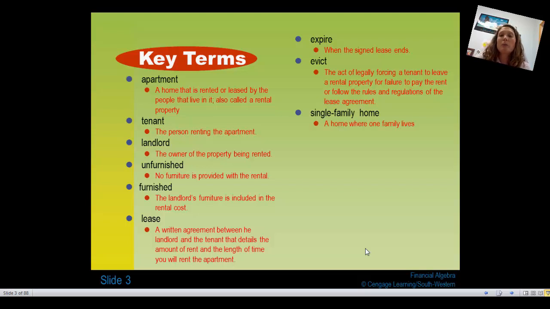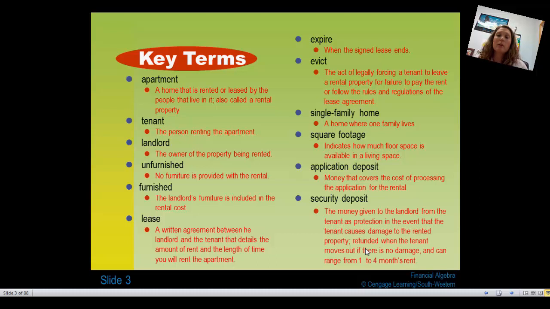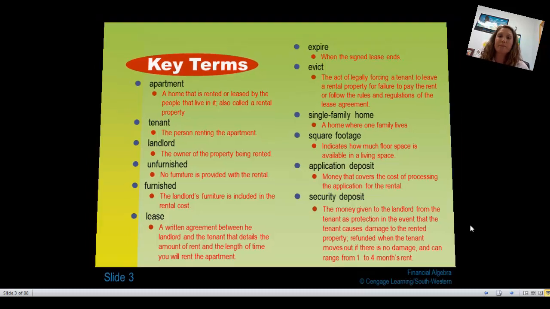A single family home, this is a home where one family is allowed to live. Square footage, this indicates how much floor space is available in a living space, so the livable area of the house. Application deposit, this is money that covers the cost of processing the application for the rental. Security deposit is the money given to the landlord from the tenant as protection in the event that the tenant causes damage to the rented property. Refunded when the tenant moves out if there is no damage, and can range from 1 to 4 months rent.